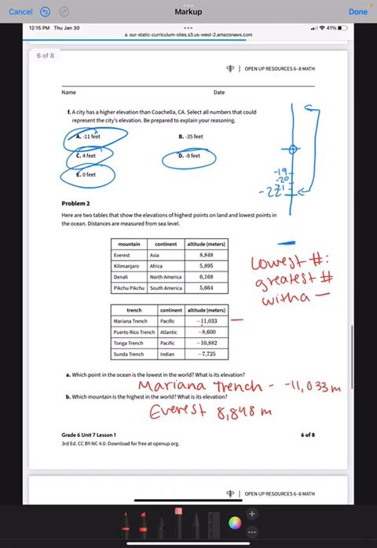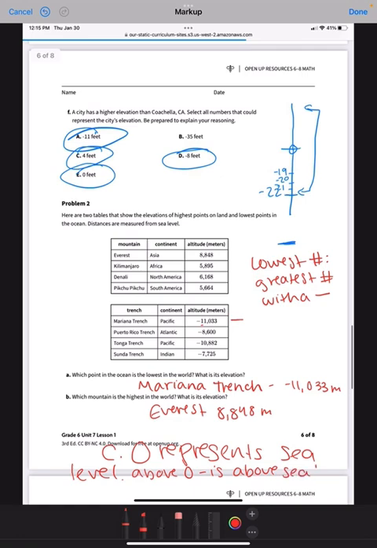For C, it says if you plot the elevations of the mountains and trenches on a vertical number line, what would 0 represent? Well, 0 represents sea level again. I'm just going to put this right here so that I don't have to go to the next page. 0 represents sea level. No elevation, no mountain, no hill, no nothing. Just represents flat sea level land. Okay? And it says what would points above 0 represent? Above 0's the mountains, the elevation. That's above sea level, and negative numbers would be below sea level.